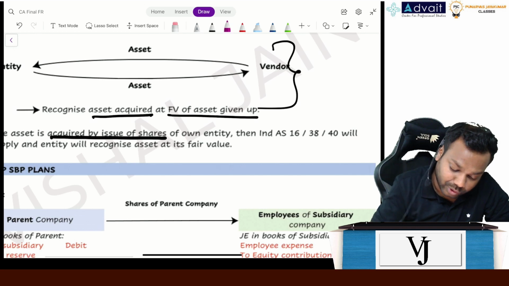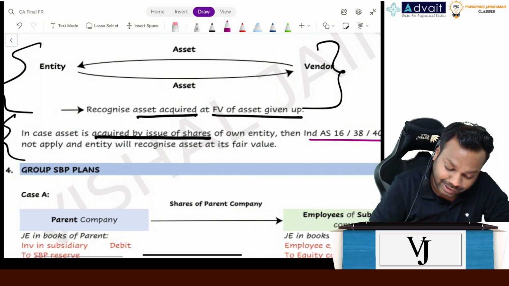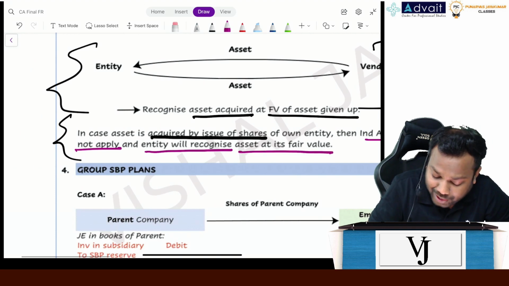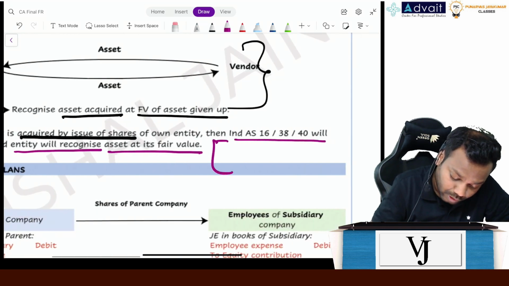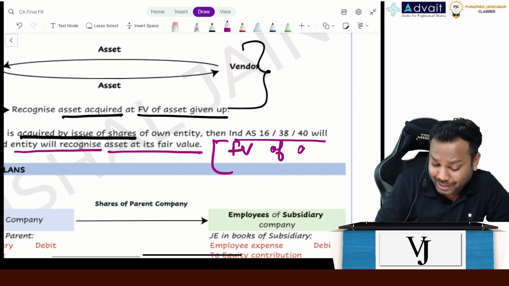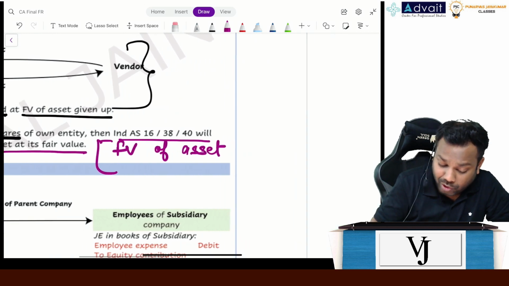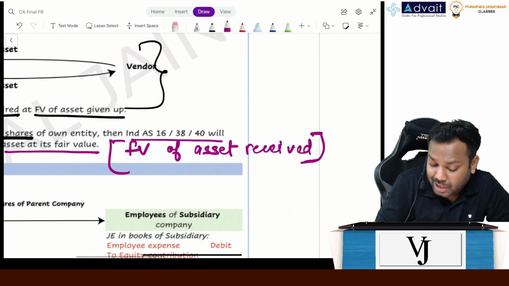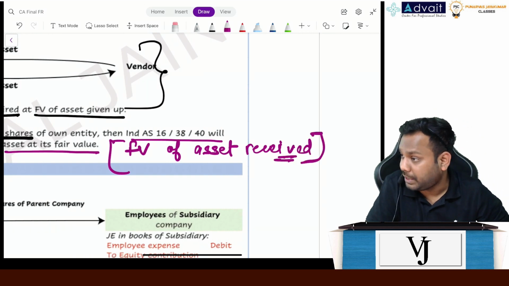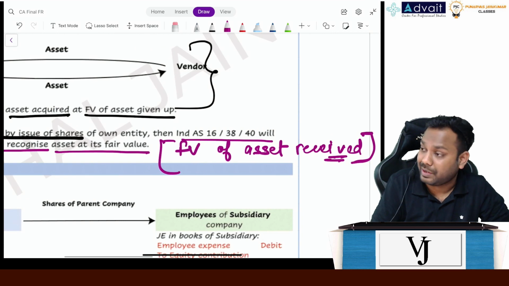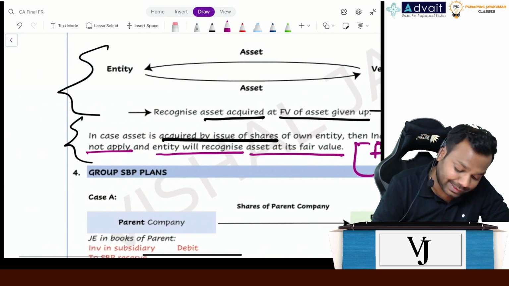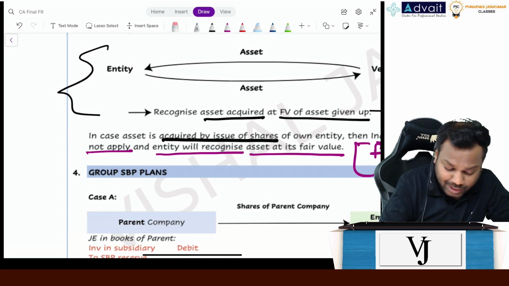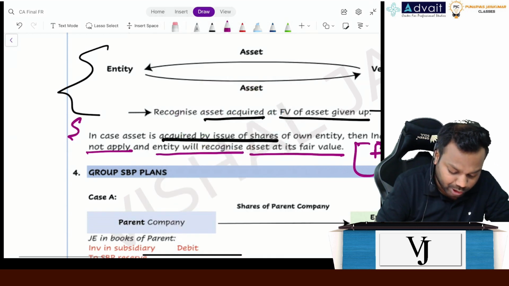So it says we have to record the asset. Ind AS 16 and 38 do not apply, and the entity will recognize the asset at its fair value, that is, the fair value of the asset received, not given up. Given up is in the case of Ind AS 16, 38 and 40, but here it is received. Clear, everyone? This is an exception, though this concept has not been tested so far, but I believe it can be tested because this is an important concept.